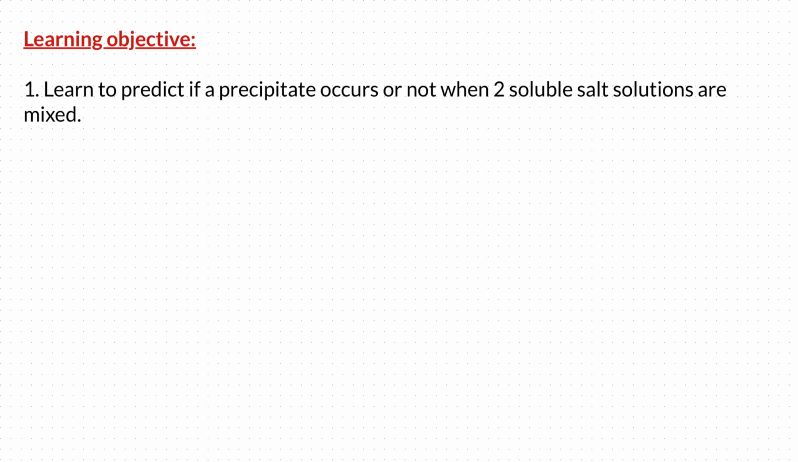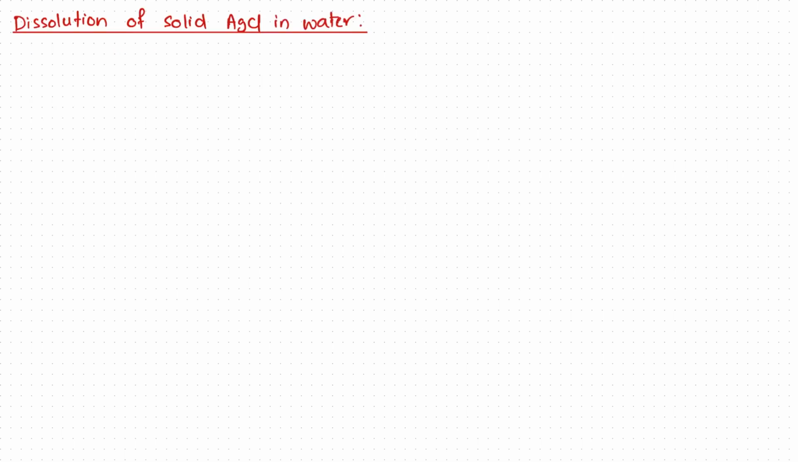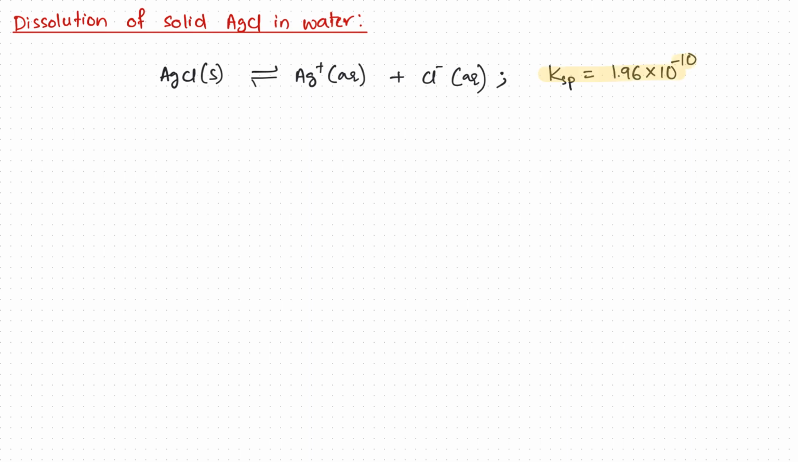Hello everyone. In this video, we will learn to predict if a precipitate occurs or not when two soluble salt solutions are mixed with each other. In my earlier videos, we have seen the equilibrium reaction between solid silver chloride and Ag plus and Cl minus ions. The Ksp value for this reaction is 1.96 times 10 to the negative 10.